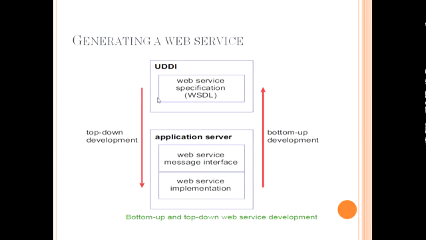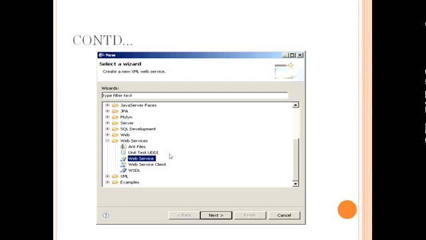Then the directory service. For generating a web service, this is the bottom up and top down web service deployment. First, the application server includes the web service implementation and web service message interface. Then we have to register the web service in the UDDI, which is the bottom up development, or the top down development, which means from UDDI to the application server.